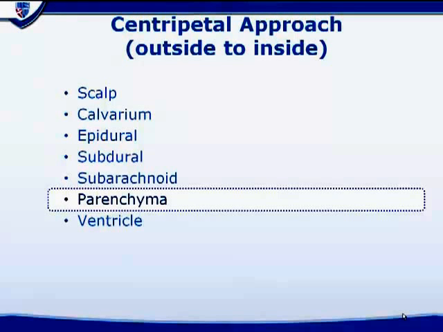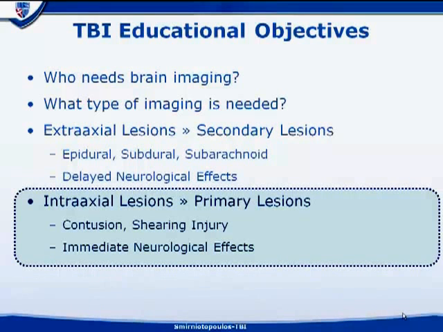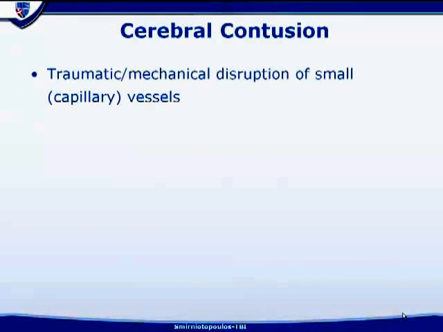Let's conclude by talking about intraaxial lesions, parenchymal hemorrhage and intraventricular hemorrhage. Intraaxial lesions are primary lesions. The injury is direct at the time of the impact or the event, and the neurologic effects should also begin immediately at the time of the impact. This is an important concept that distinguishes the extraaxial lesions, the epidural and subarachnoid hemorrhage, which very commonly are associated with the delayed neurologic effect.